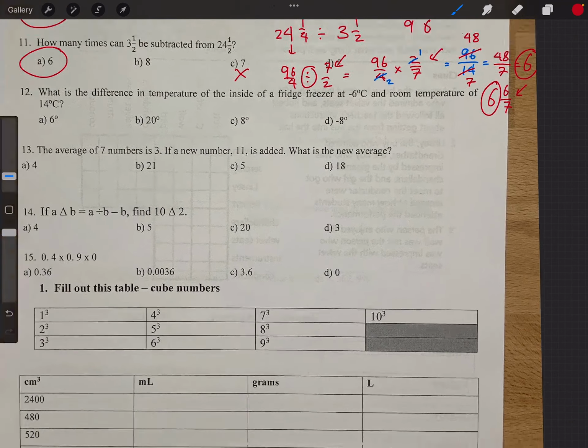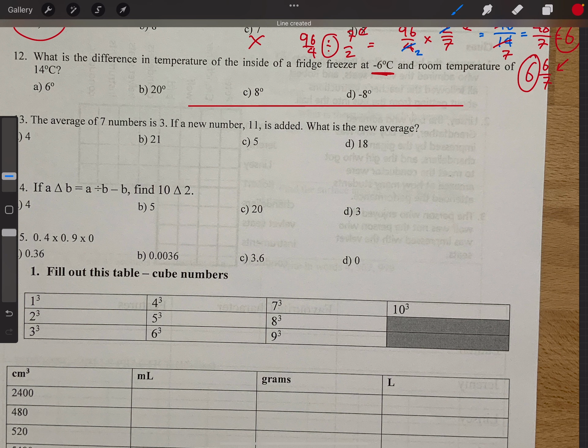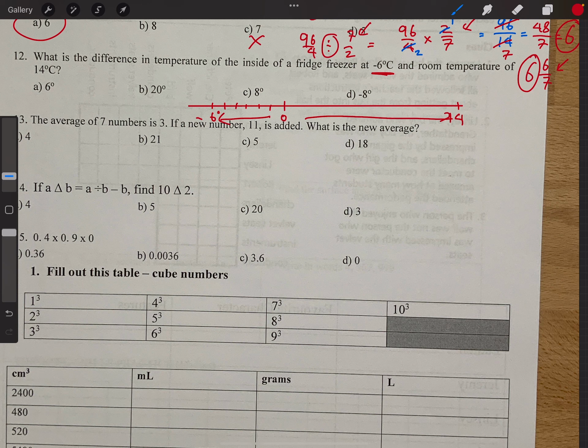Question 12. What is the difference in temperature of the inside of a fridge freezer at minus 6 degrees and a room temperature of 14 degrees? Okay, so let's look at the number line. We have 0 degrees, and you have 1, 2, 3, 4, 5, 6. This is minus 6 degrees, and all the way over here you have 14 degrees. So what's the difference? You've got 6 plus 14, that'll be 20. There's a difference of 20 degrees. Okay, so the answer is 20.